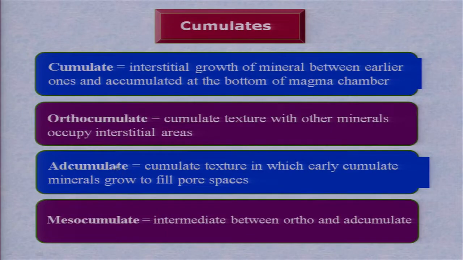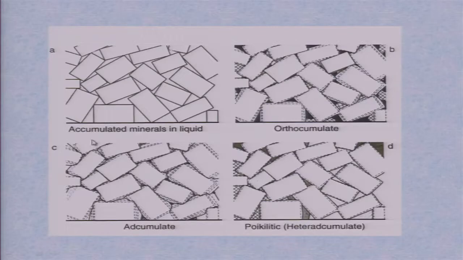Adcumulate is another variety of cumulates. It is a cumulate texture in which early cumulate minerals grow to fill pore spaces. Whatever pore spaces are there in the rock, that space is occupied by the crystals. Mesocumulate is intermediate between ortho and adcumulate. This kind of texture is neither fully orthocumulate nor fully developed adcumulate. It is intermediate between the preceding two textures. I will show you all these textures with the help of line diagrams here.